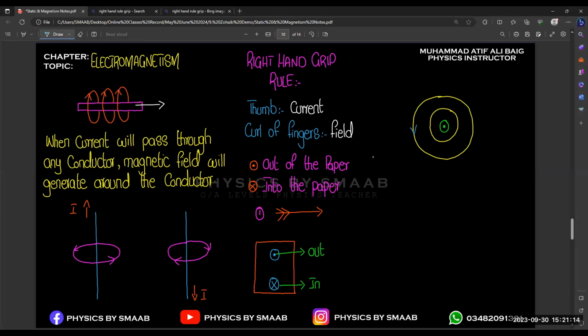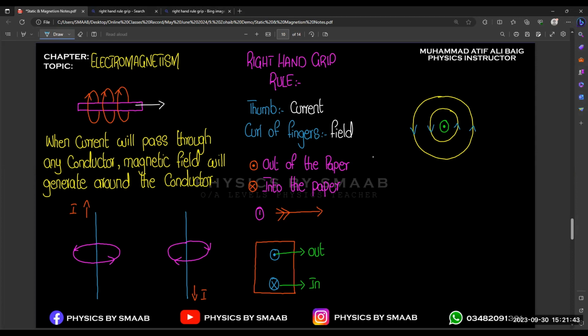Sir, it would be clockwise. Like this. Yes, because sir, the current is out of the paper, so out of the paper means you have to place thumb in upward direction, right? Like if you place your right hand on your table, thumb should be in vertical upward direction. Okay, now you will get your finger curl, so that finger curl will be in anti-clockwise direction.